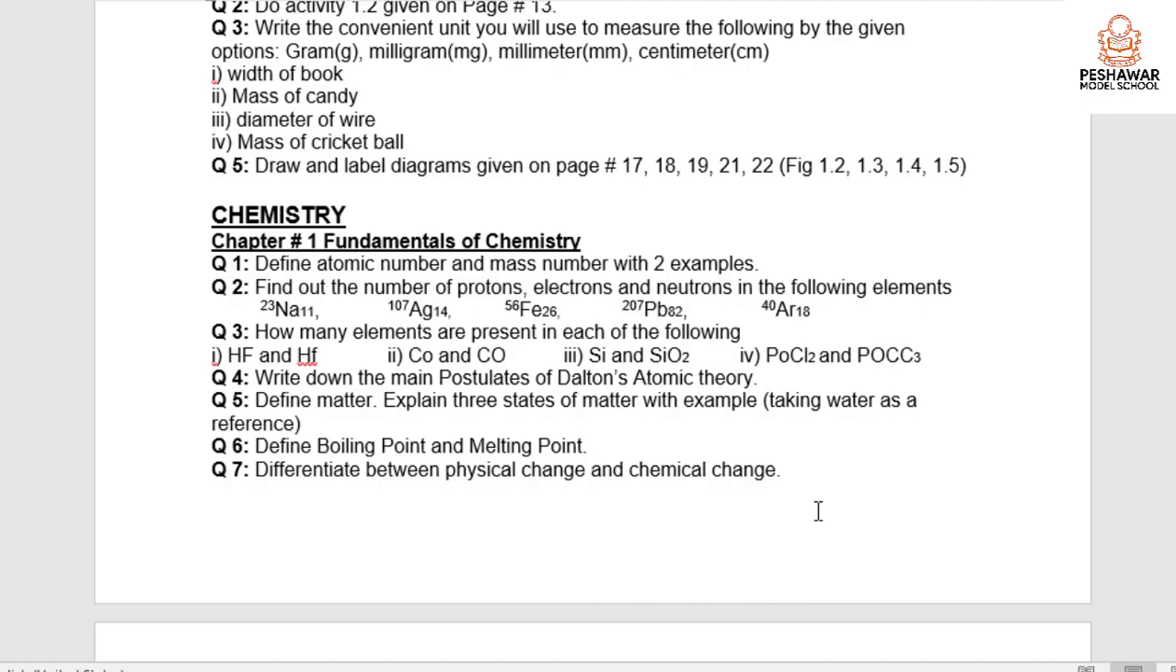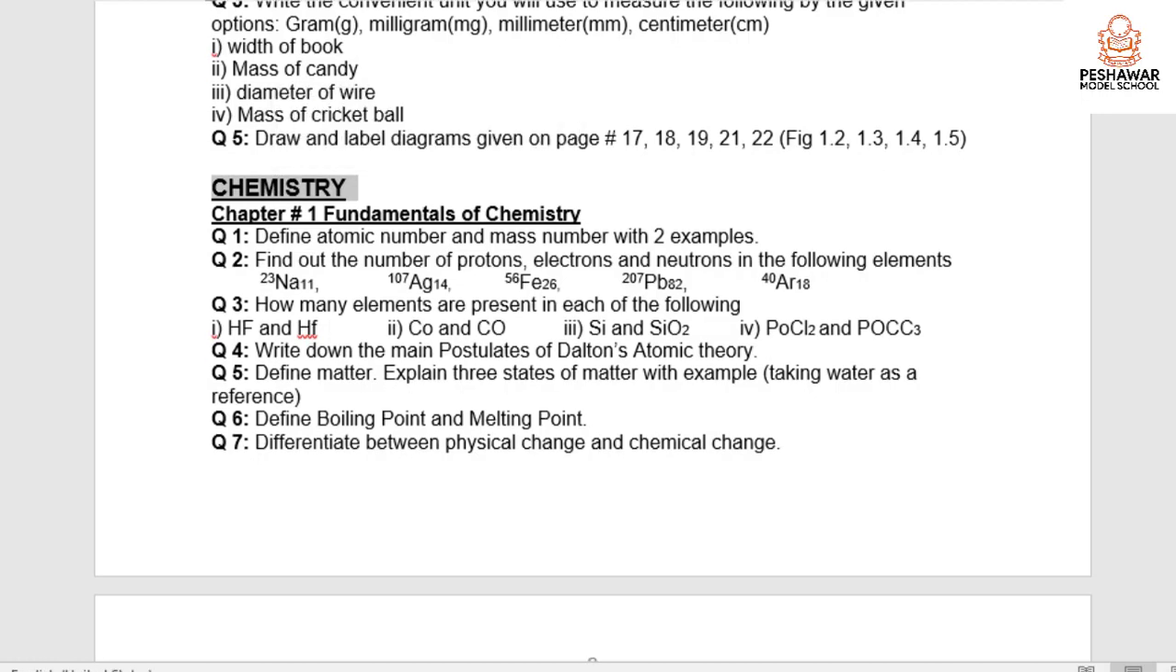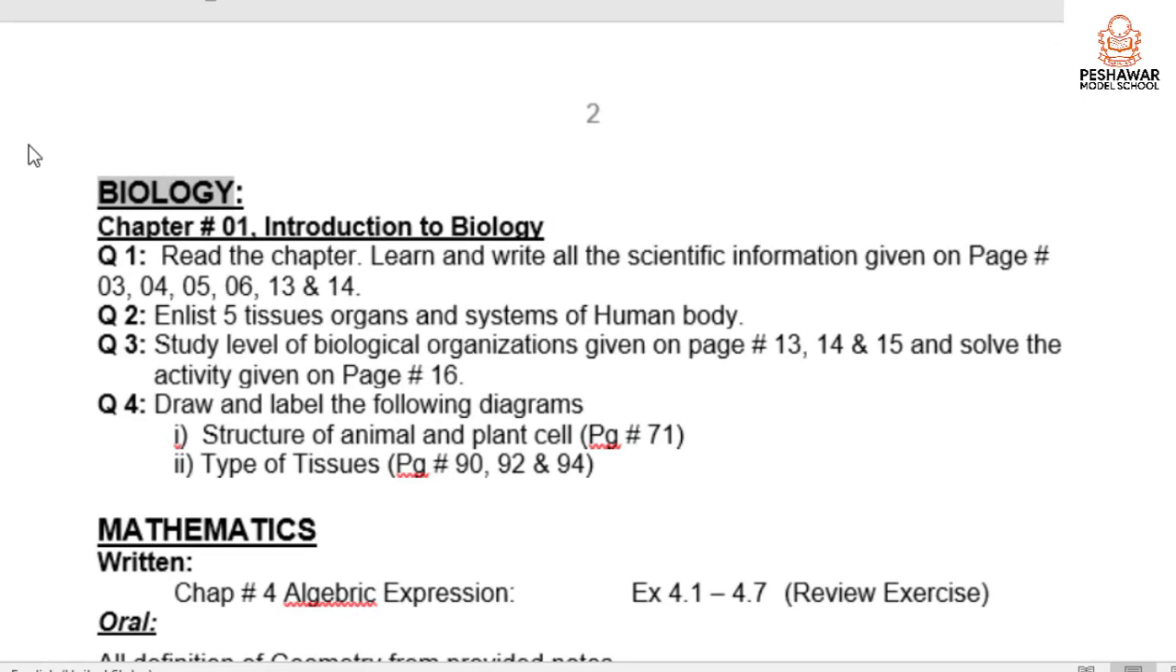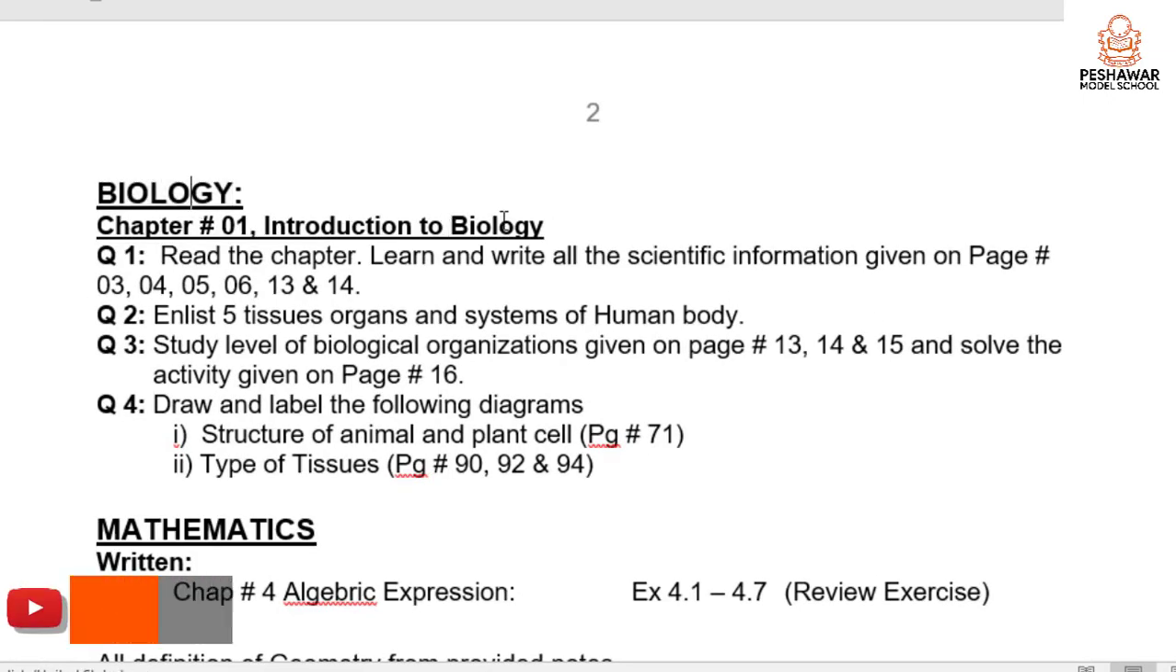Dear students, a tip for all of you: you can consult your book for any kind of reference or help, but if you can't find any interesting facts in the book, you can consult Google and you can find the answer to every question, whether it's related to general knowledge or to chemistry. Coming towards the next subject, that is biology. Now biology, chapter number 1, introduction to biology.